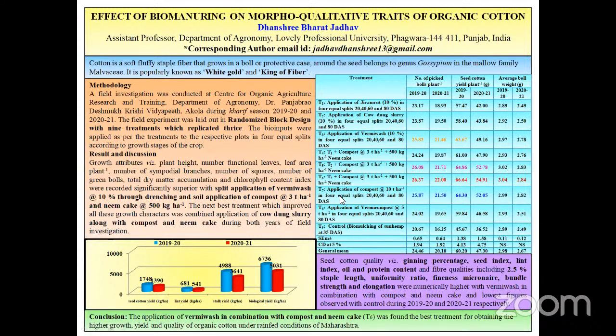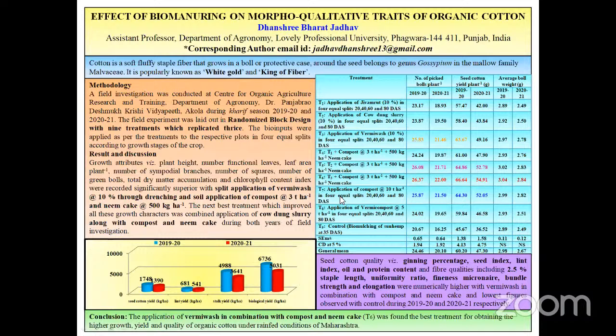My name is Dr. Dhanashree Bharat Jadhav, Assistant Professor, Department of Agronomy, Lovely Professional University, Punjab. Today, I am here to present the poster on the effect of biomanuring on morphoqualitative traits of organic cotton. So, all of you are very well known about cotton. Cotton is a soft staple fiber that grows in a boll or a protective case around the seed, and belongs to the genus Gossypium in the mallow family Malvaceae. It is also popularly known as white gold and king of fiber.